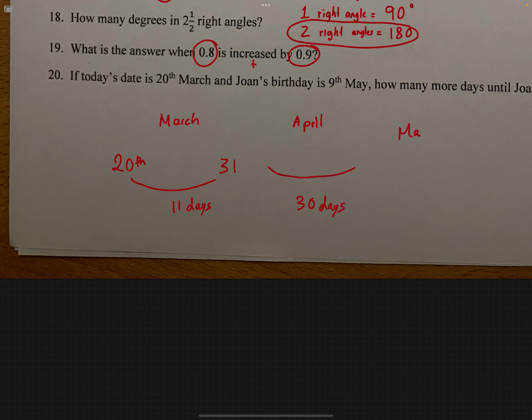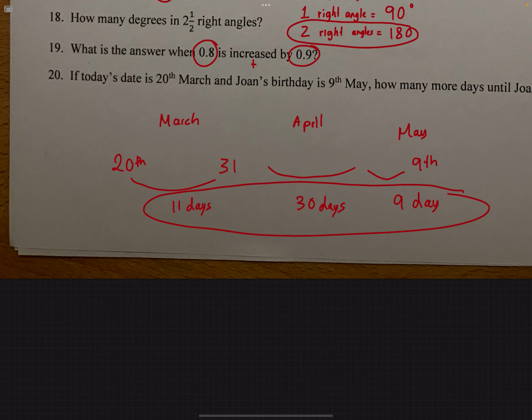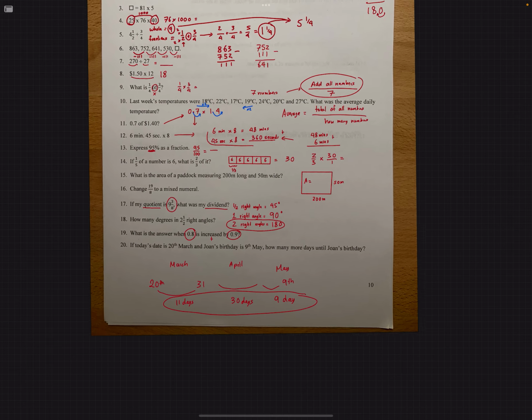Now we go to May. From the beginning of May, we want to stop at the 9th. So that's 9 days. So you want to find how many days from the 20th of March to the 9th of May. Well, we add all these up and you get the answer. Okay, hope that helps.